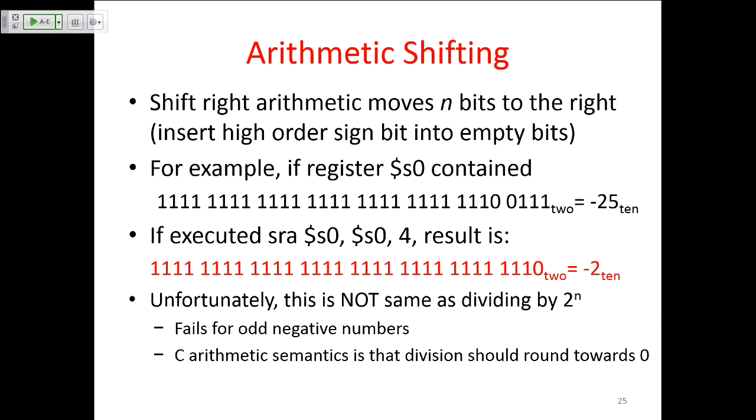Unfortunately, this number is not going to be the same as dividing by 2 to the n, right? Because in C, the arithmetic semantics of division should round towards 0. So you've got to be careful when you do these things and rely on it actually giving you a divide operation.